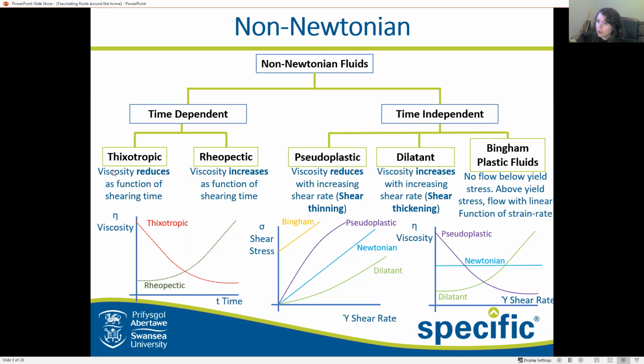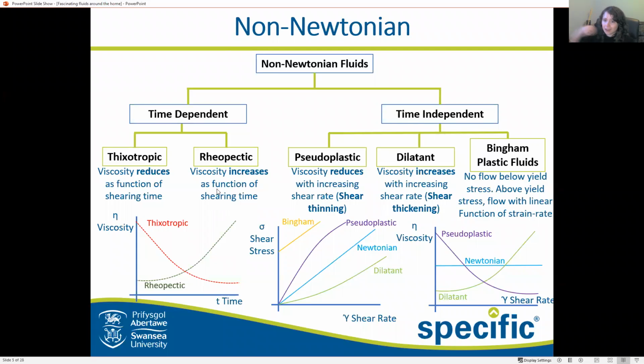So fluid, which reduces in viscosity with shearing time. So if I were to stir something for a really long time and it thins down, this is known as thixotropic. So you can see that on this graph here with its viscosity, so its resistance to flow, reducing as I continue to stir it. And the opposite to that is rheopectic.